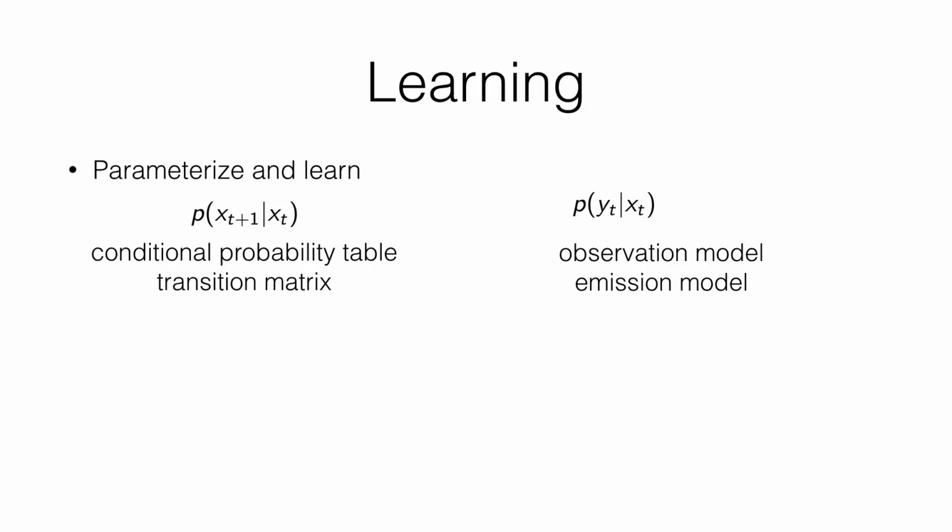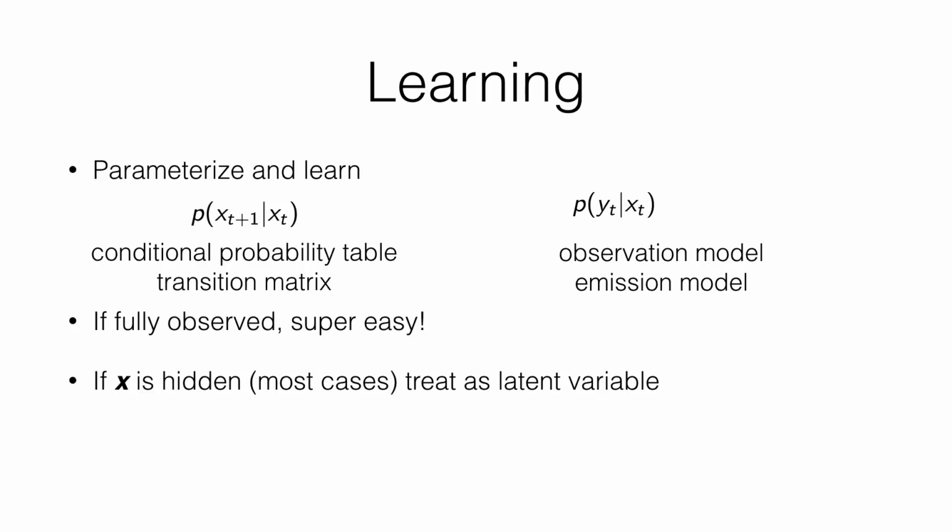So if all the variables in the hidden Markov model are fully observed, then it's super easy. Just like we said in the Markov chain model, you just count up the probabilities, or you do a simple maximum likelihood if it's a continuous or parameterized distribution family. But usually that's not the case. Usually we assume that we observe the y's, but we don't know the x's. So if x is hidden, which is the case most of the time, we treat it as a latent variable, and then we just do expectation maximization. And that's pretty much it. That's pretty much all you need to know.